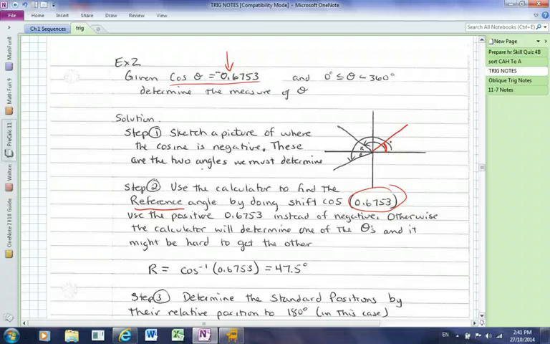So go shift cos. Do you guys remember this here? That's shift cos. My pen's not writing. Okay, shift cos of 0.67. Everybody do that right now on their calculator and see that you get the same thing. So make sure you do shift cos. Notice I'm using the positive 0.6753 because all I want to know is what the reference angle is. I'm not going to actually get the standard position yet. Does everybody get 47.5? Shift cos, second function cos.